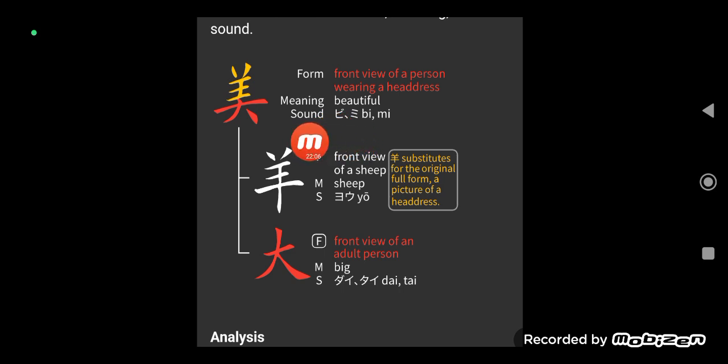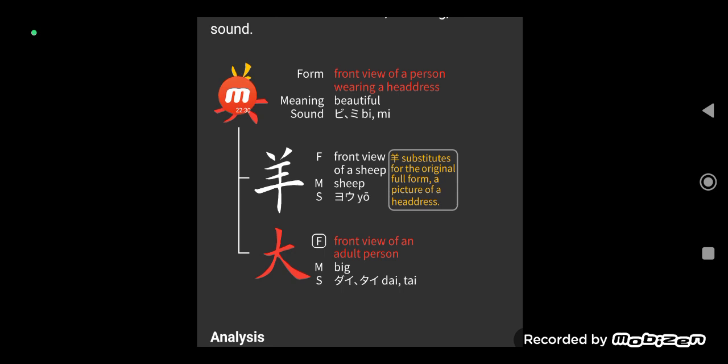The sound or onyomi is bi or mi. The kunyomi here is utsukushi, or beautiful. So this is a front view of a headdress. Actually, the empty component here is the one colored yellow. Please bear in mind that the empty component here is the colored yellow.